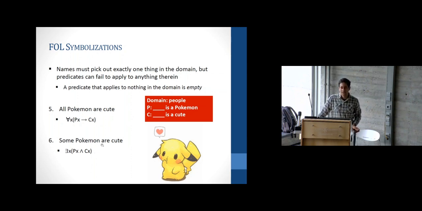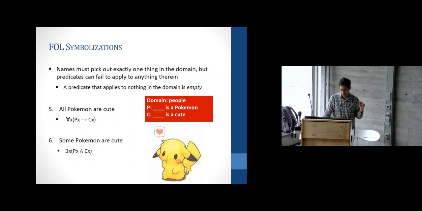Now, let's take for granted that there are no Pokemons among people. In the domain of people, there are no Pokemons, right? Which of these two sentences is true? Is sentence 6, which says there is something which is a Pokemon and cute, true? No. So we agree that sentence 6 is false.